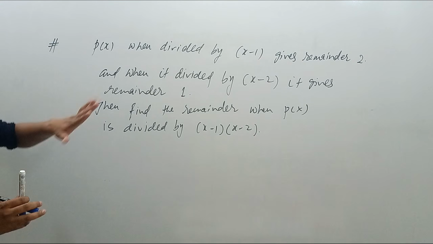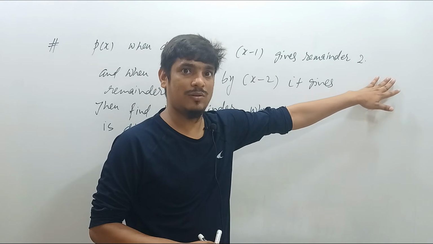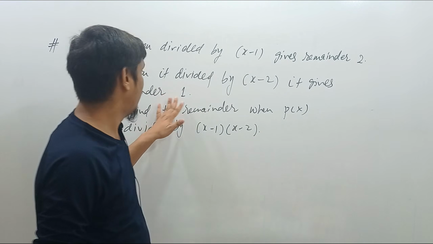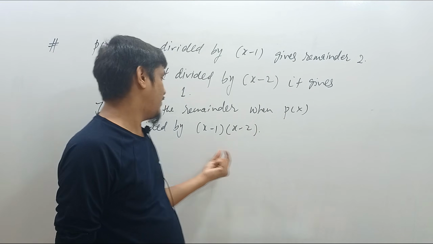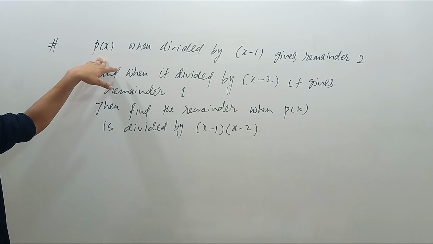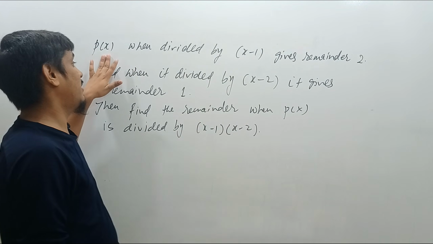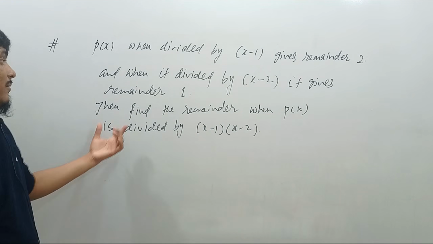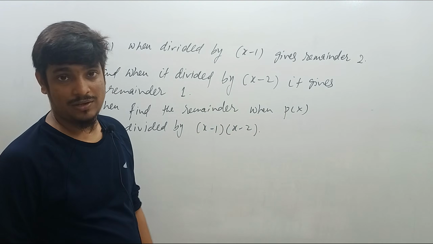So we are given that p(x) is a polynomial which, when divided by x minus 1, gives remainder 2, and the same polynomial when divided by x minus 2 gives remainder 1. Then we need to find the remainder when the same polynomial p(x) is divided by x minus 1 times x minus 2. Here it is not mentioned what the degree of the polynomial is. The only information is the remainders when divided by x minus 1 and x minus 2, and we need the remainder when divided by the product.